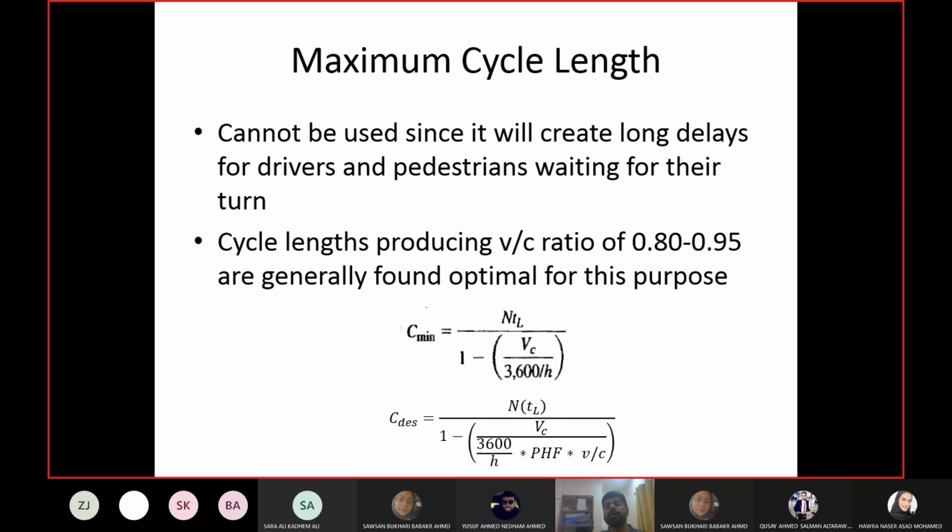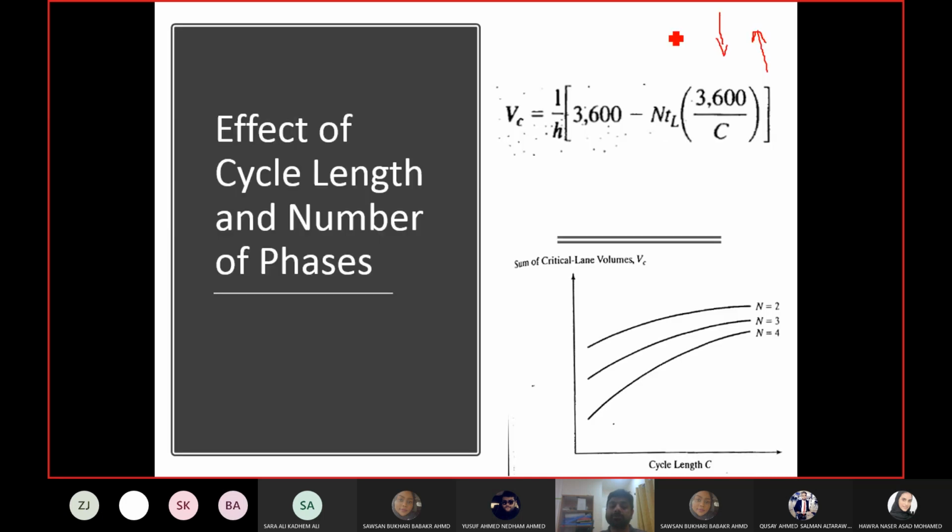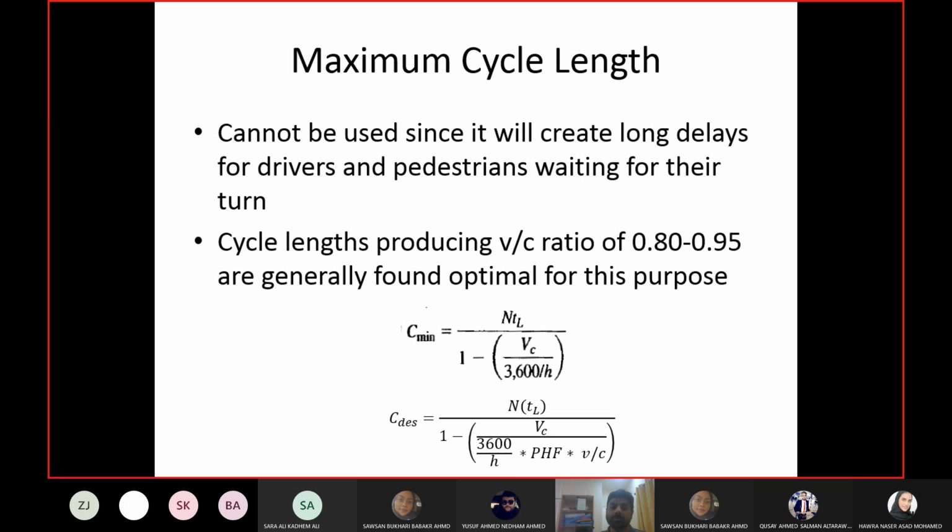Okay. Now, if you take this equation, and take C on the left hand side and everything else on the right hand side, then you will get the equation for minimum cycle length here. This is the equation for minimum cycle length. What did I do? The equation for VC, I have rearranged it so that C is on left hand side, everything is on the right hand side. So this is the equation for minimum cycle length. And in this equation, we are using VC.